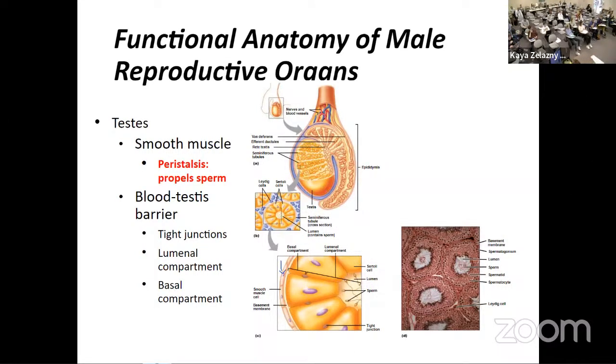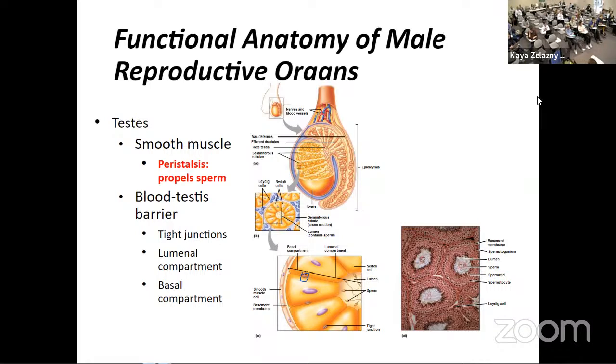We sometimes talk about something called the blood-testis barrier. All that really is, is that we do have tight junctions here. Tight junctions create a good seal, and these ones are actually quite tight. So we're protecting the developing sperm and these sperm that we're storing from other things that might be in the body. We're going to have a luminal compartment and a basal compartment, separated by tight junctions.